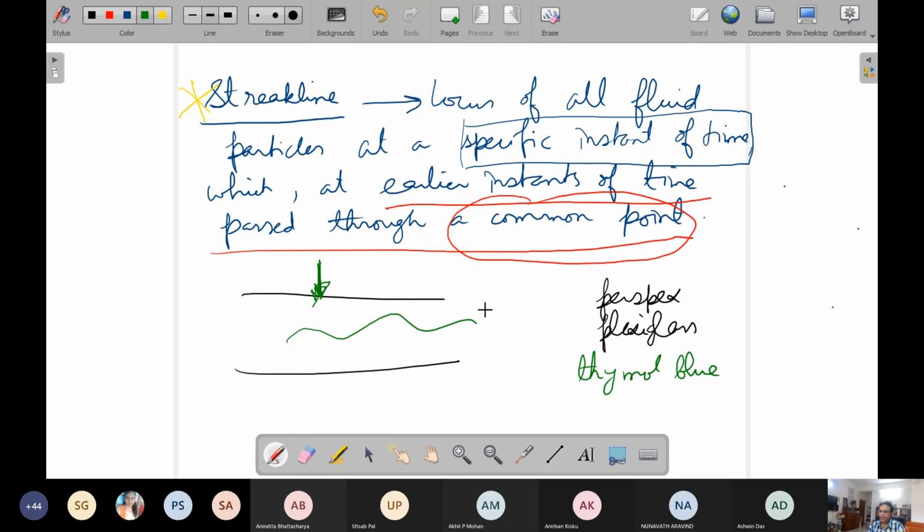So these lines are representing what? These lines are representing the colored dye that you have injected into the fluid, the water, and which I mean they are representative of which fluid particles? They're representative of those particles. I mean, you have continuously injected these, right? This is not a one-time injection. This injection is taking place continuously.